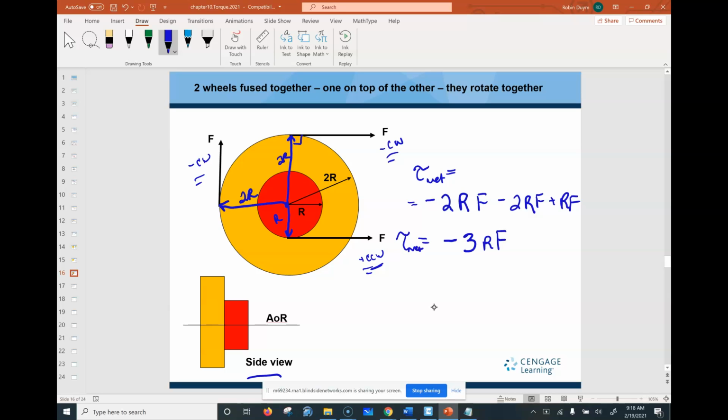So it's going to rotate which way? Counterclockwise or clockwise? Counter... Counterclockwise is positive. Oh, clockwise. There we go. Awesome.